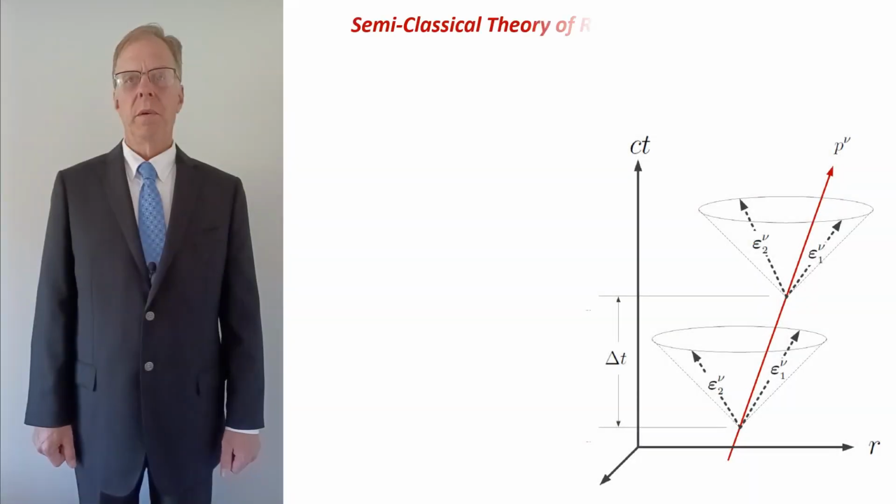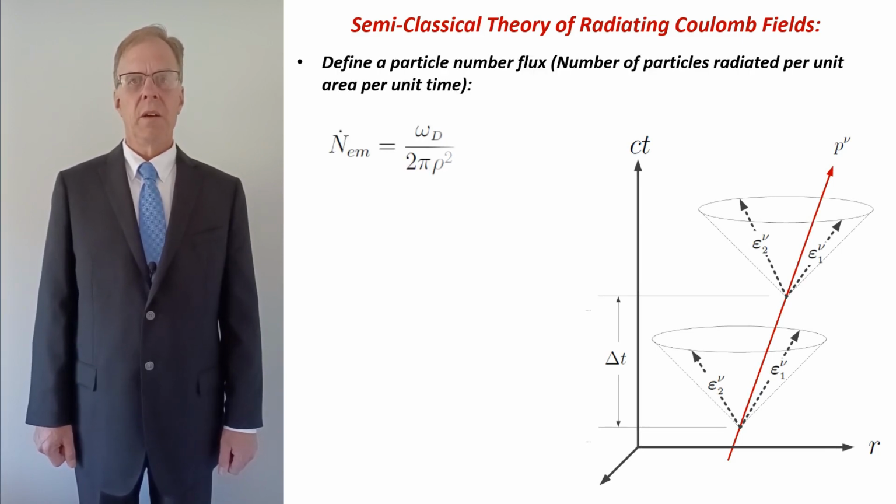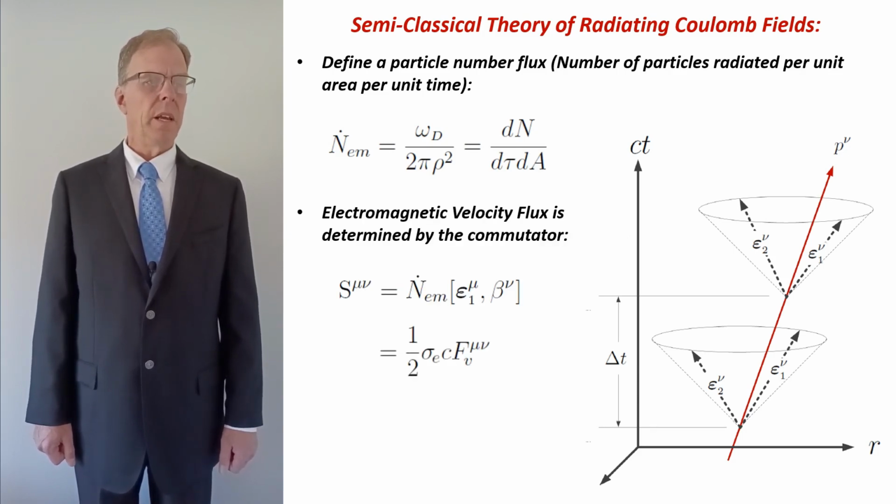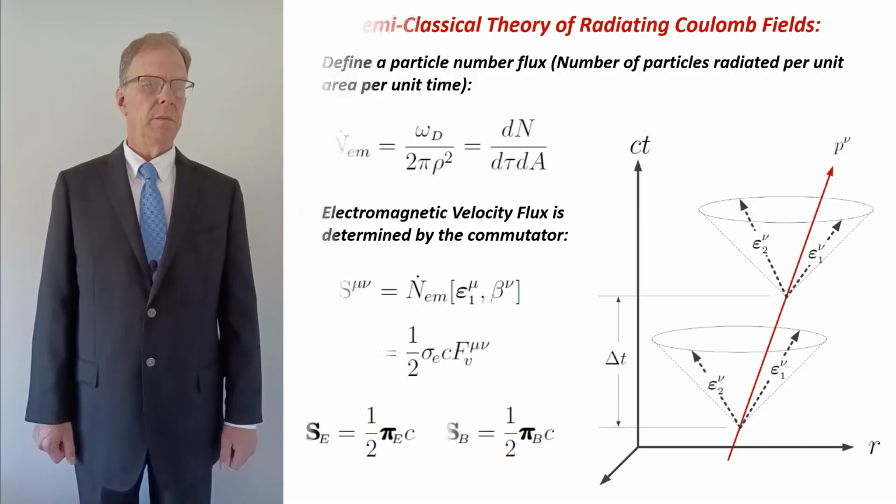So now we can build a semi-classical theory by defining a number flux density that we're calling n dot. The electromagnetic flux tensor then follows by embedding the radiation 4 vector epsilon sub 1 into a commutator with the 4 velocity of the particle and multiplying through by the number flux. This equation is proportional to the field strength tensor and predicts electric and magnetic flux fields as we've already shown.